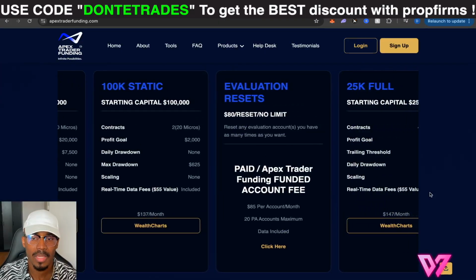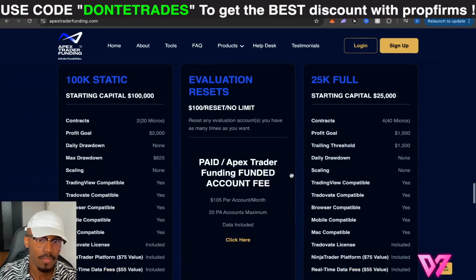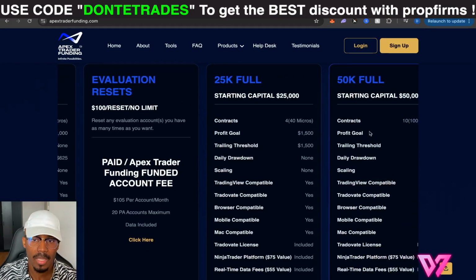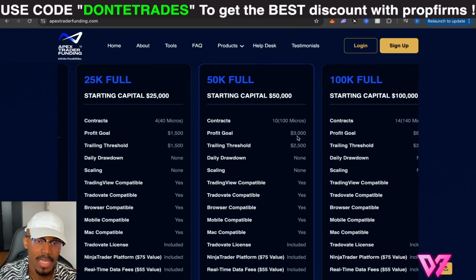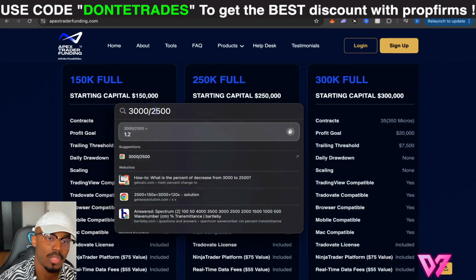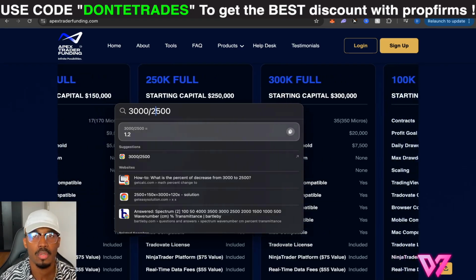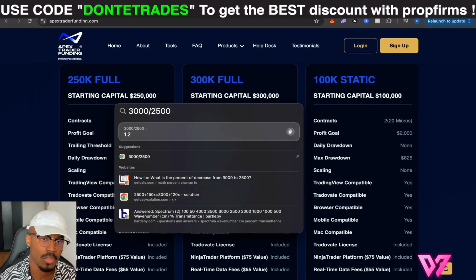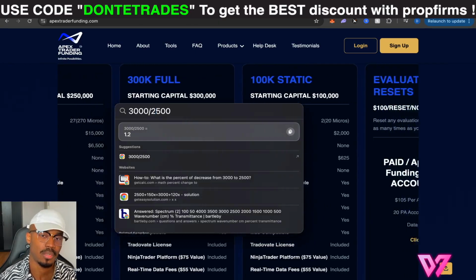Now, you can do this strategy with any account size. I'm just going to tell you why I recommend the 50K accounts. I usually use the 50K Trade plan here. As you can see here, the profit goal of the 50K accounts is only 3,000, and the trailing threshold is 2,500. So if we divide 3,000 by 2,500, there's only a 20% difference between your drawdown, that's the max amount that you can lose, versus your profit goal, which is $3,000. So it's only a $500 difference, right?